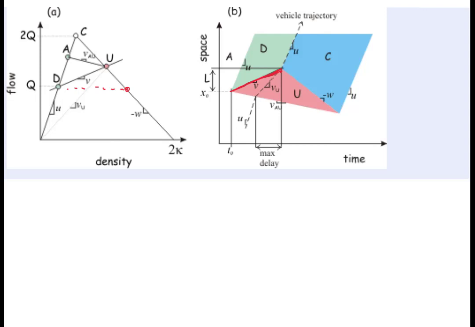So we're going to examine in more detail what happens with state D and what it represents in the case of these bottlenecks.